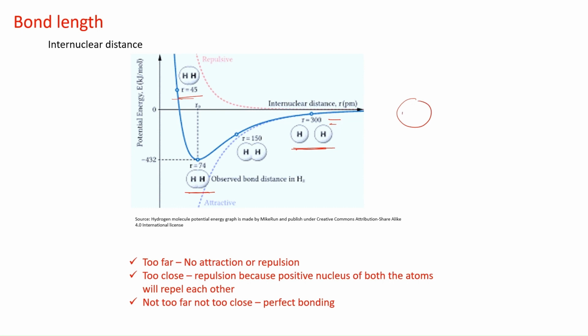Why? Because this is one hydrogen atom, this is another hydrogen atom. When they are so close that both the nuclei overlap each other, the nucleus is positively charged, so positive will repel positive. So the perfect bonding is not possible. So for perfect bonding, the bond length or the internuclear distance is very important. Too far, cannot form a bond; too close, cannot form a bond. An optimum bond length or an optimum distance between two atoms is very important for a perfect strong covalent bond.